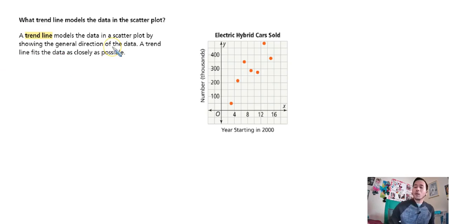What trend line models the data in this scatter plot? When we say trend line, it models the data in a scatter plot by showing the general direction of the data. A trend line fits the data as closely as possible.